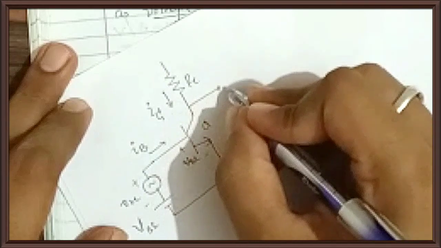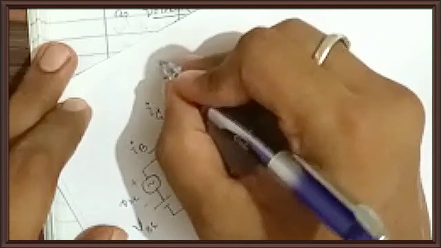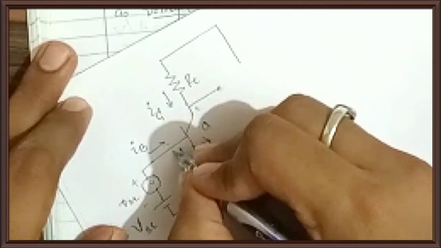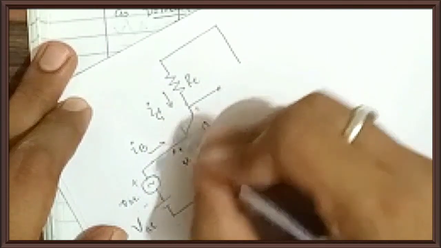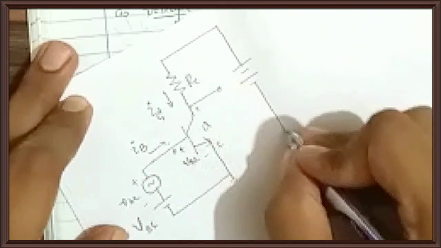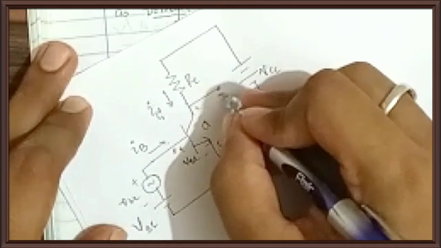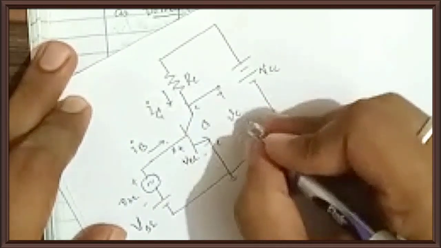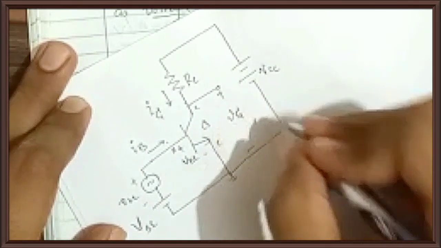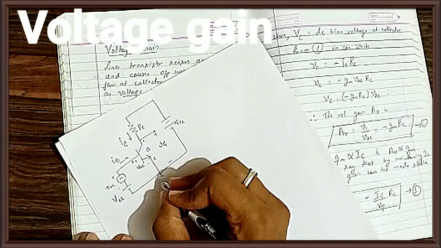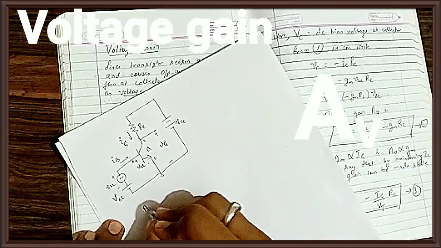This node is where I am taking the output, and here I am reverse biasing the collector base junction. This is collector, this is base, this is emitter. I am reverse biasing the collector base junction by applying voltage VCC higher compared to this base voltage, and I am taking the output voltage at VC. This will be my output voltage small v subscript capital C. Fine.